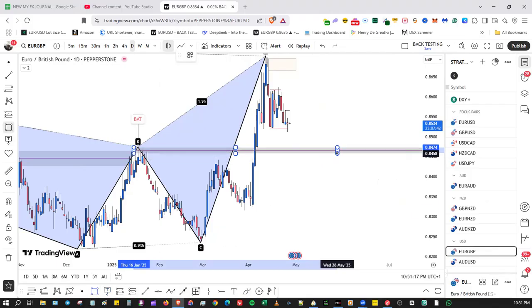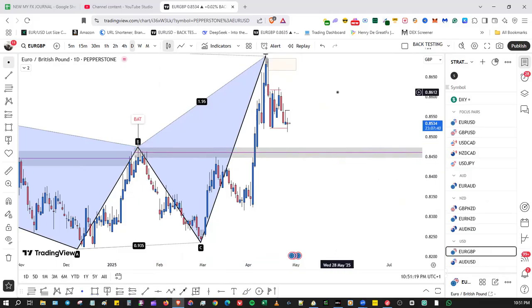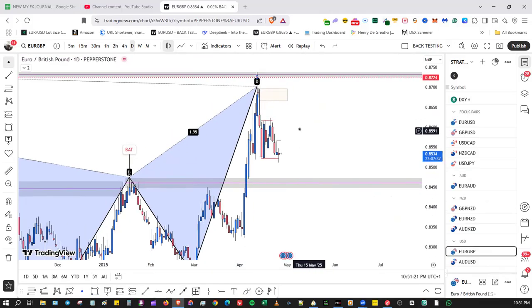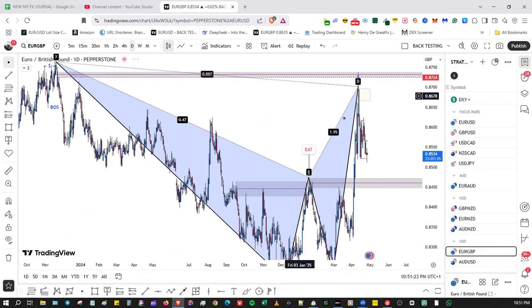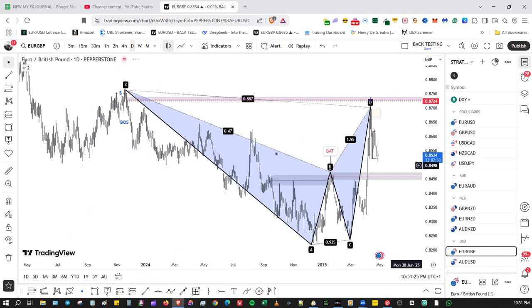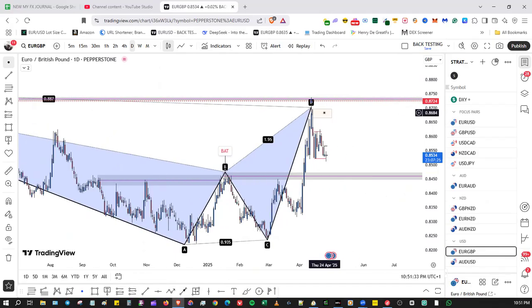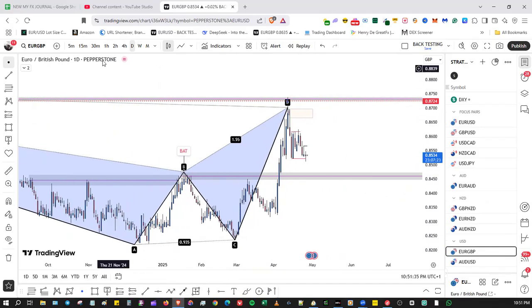Price can get to this level, and that would be great. It's a solid sell, having this bat pattern from 0.886. You're able to get liquidity at that level, and we're also able to get a key level at that level as well. So price dropped last week.